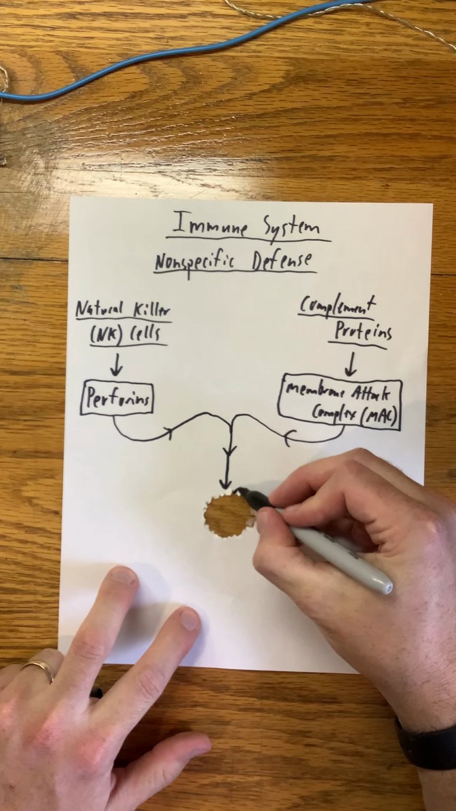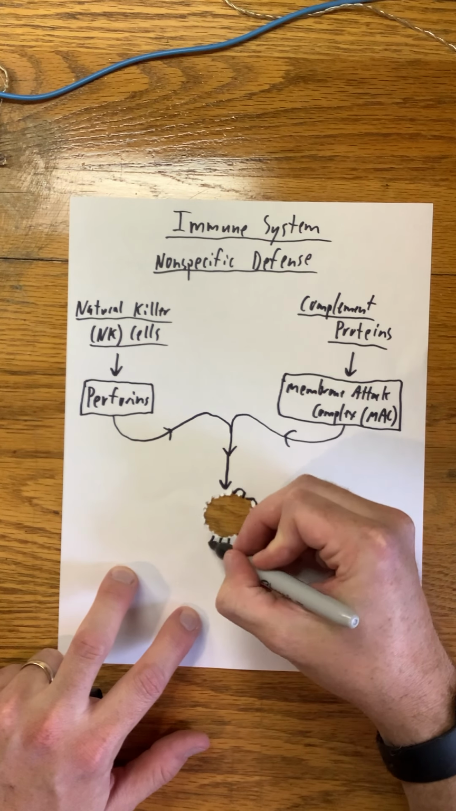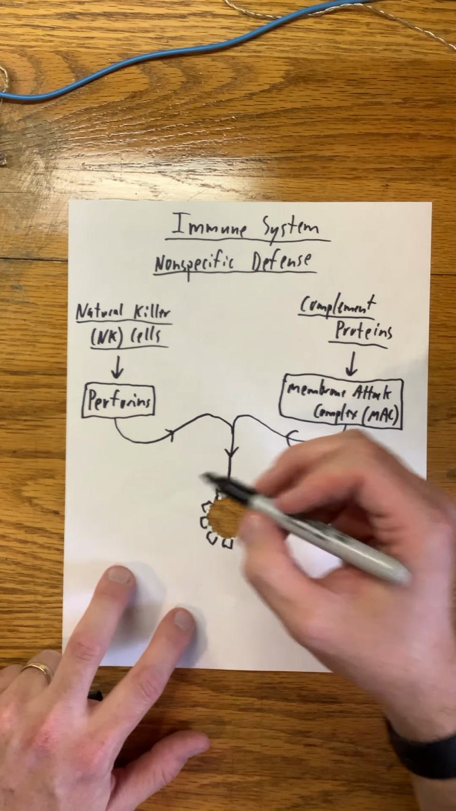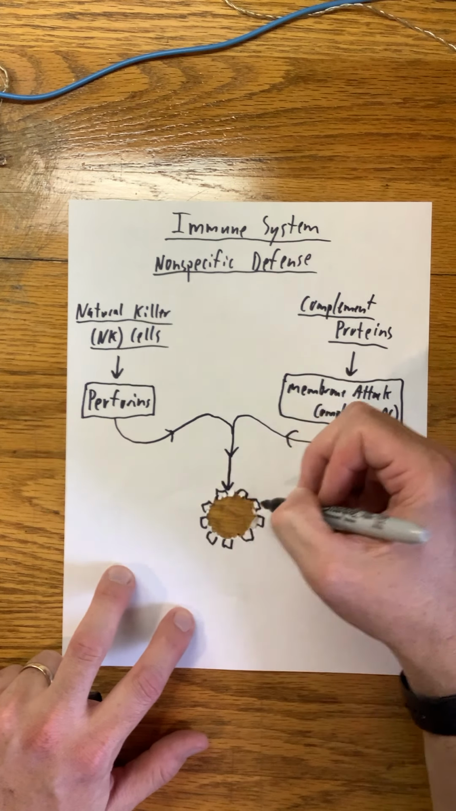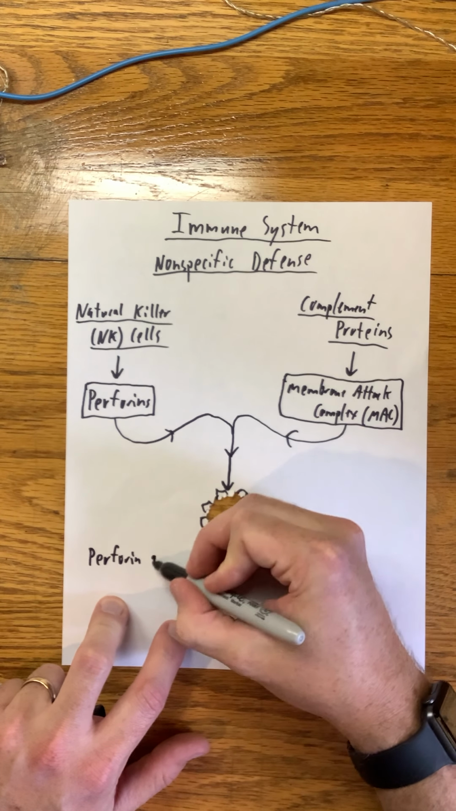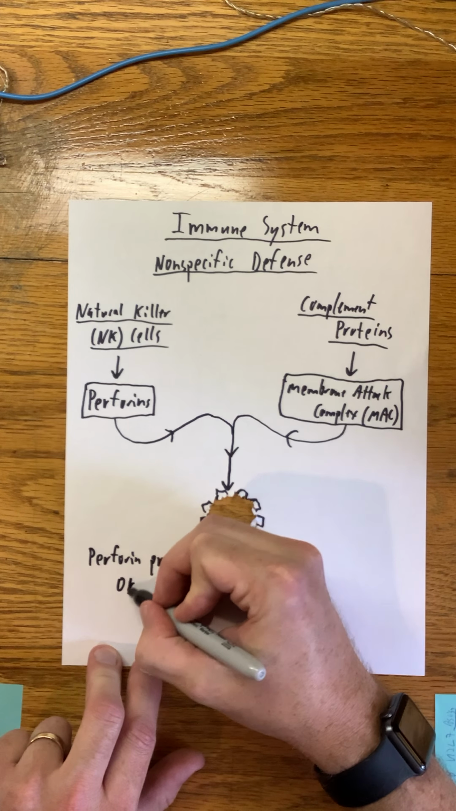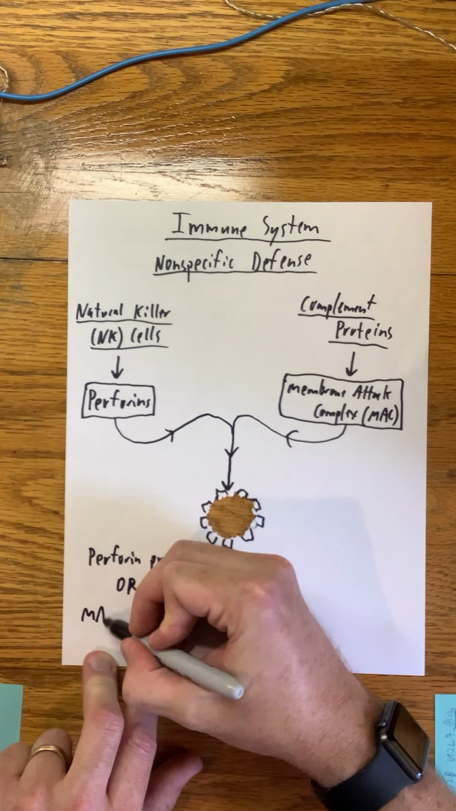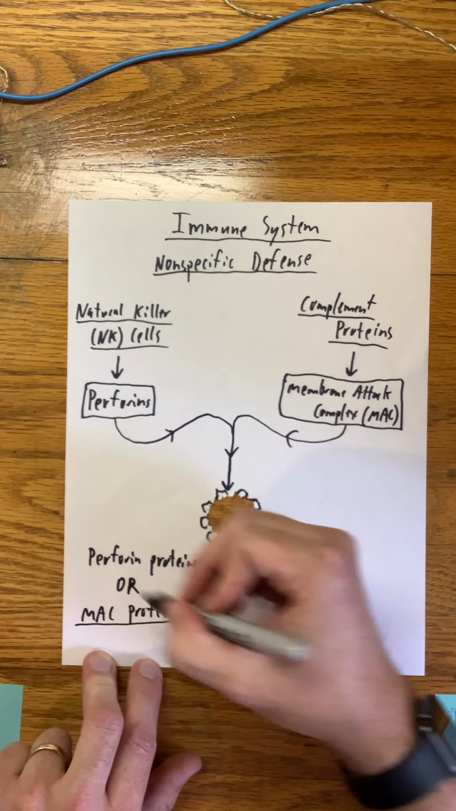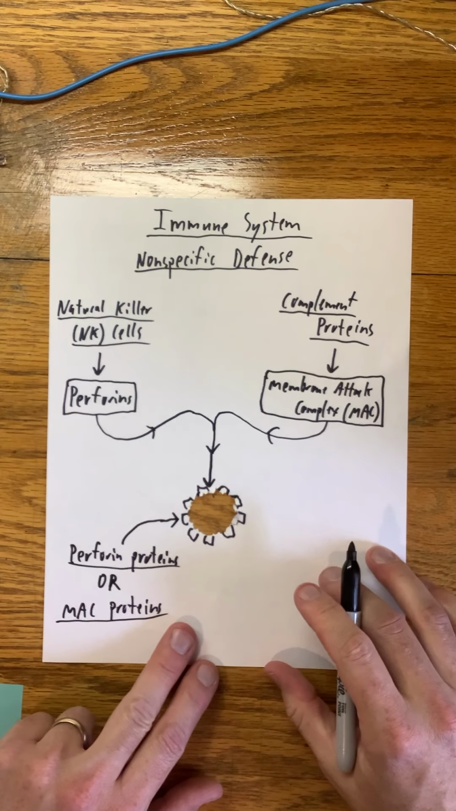So let's now label what happened. You're going to go ahead and just draw a series of boxes around your hole, like so. And those are what are called the perforin proteins, or MAC proteins. That's what embeds and forms that little ring or hole.